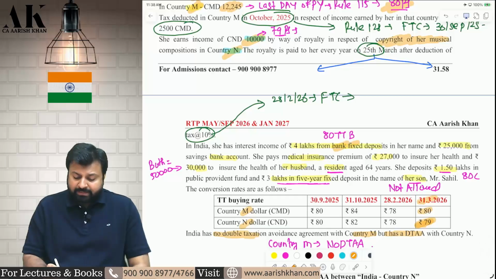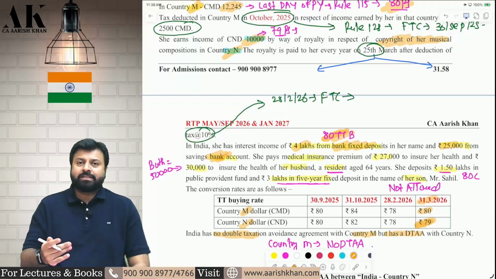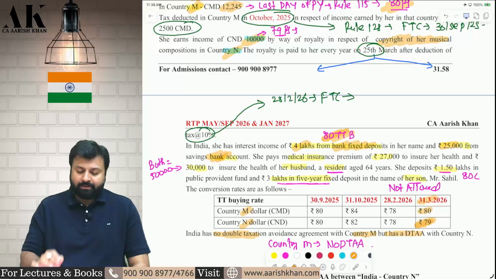Then she is earning some fixed deposit interest, 4 lakh rupees, and 25,000 rupees interest from saving bank. From this 4 lakh and this 25,000 rupees, she will get 50,000 rupees deduction under 80TTB because she is a resident senior citizen, and she will get deduction under 80TTB, not 80TTA.